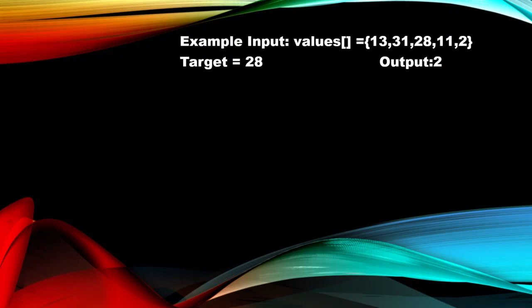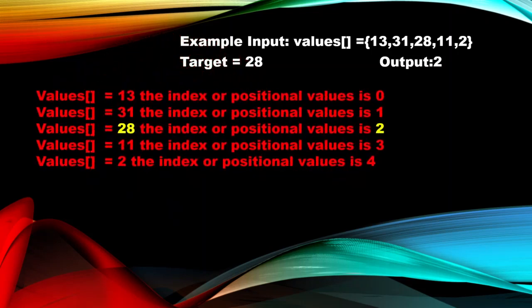So now the values 13, 31, 28, 11 and 2 have the index values 0, 1, 2, 3 and 4. The value 13 has the index value, or positional value, 0. 31 has the index value 1. 28 has the index value 2. And 11 has the index value 3. 2 has the index value 4.